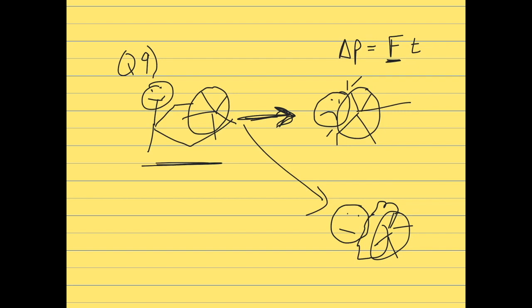Now, with the airbag, arrow number 2, going down to the bottom, we have still a big change in momentum, but the time is increased. A bigger time means that the force is going to be smaller. Now, there's still a lot of force involved, but the force is smaller because the time is increased. So the advantage of an airbag is that it increases the time for the change in momentum, which decreases the force.